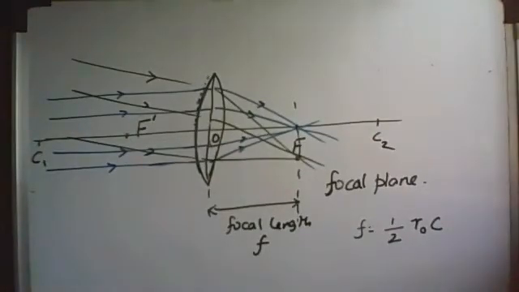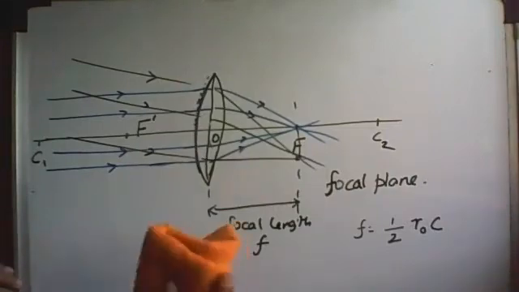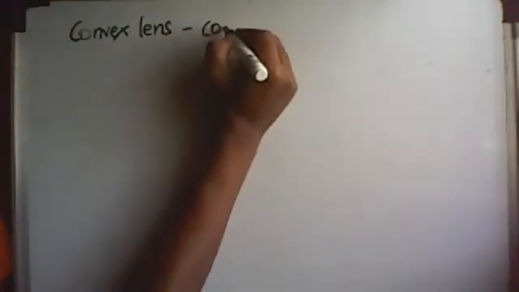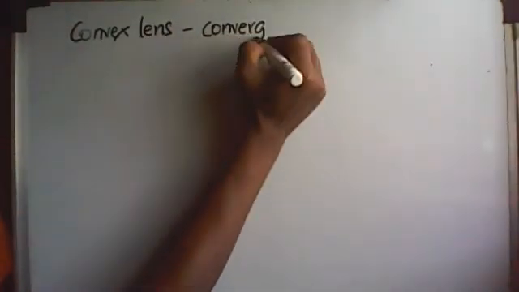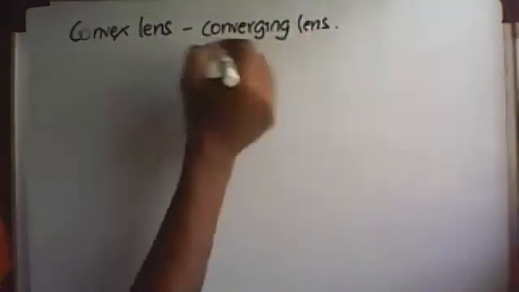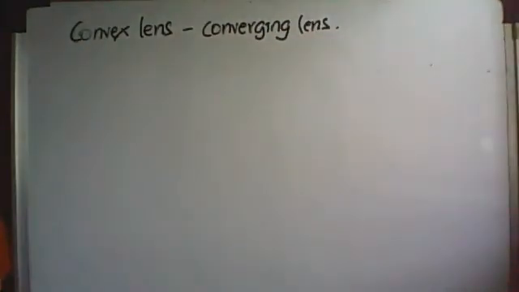Now I just want to move on to how do you do the same thing for biconcave lenses. Incidentally, because in this case the rays converge at a point, a convex lens is also known as converging lens. Okay, so this is another term that is used for a convex lens. So you should know that term as well.